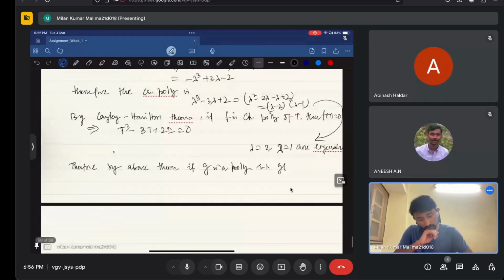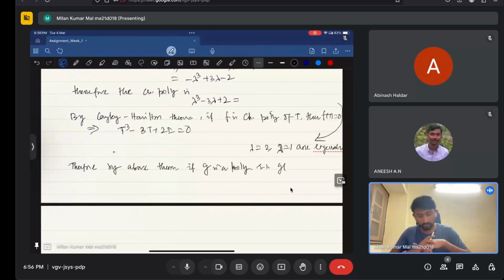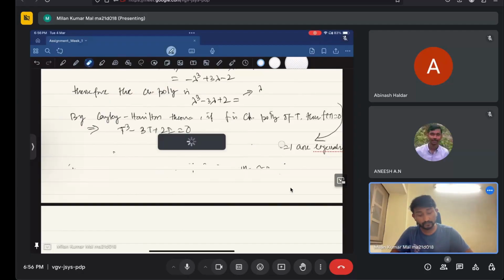Sorry, here I have made some mistake. This is not correct, lambda cube is there. So let's factorize it first, then we'll go.